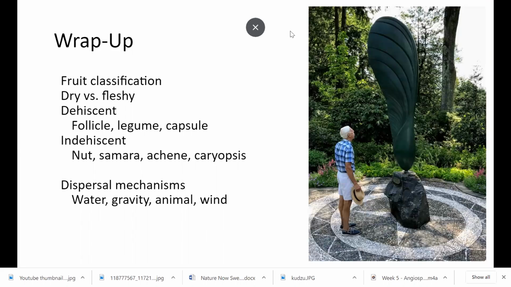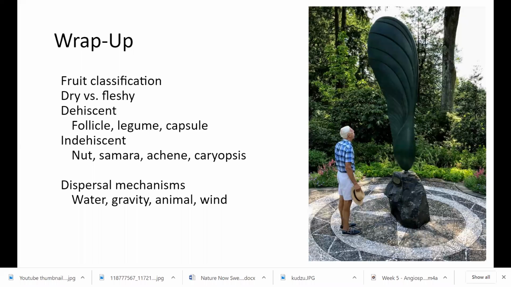So just to wrap up, here's my father at Mount Harmon Plantation contemplating a samara sculpture, which is cool enough in and of itself. But the really cool part of it is that the samara is able to turn in the wind. So it is illustrating its aerodynamics.